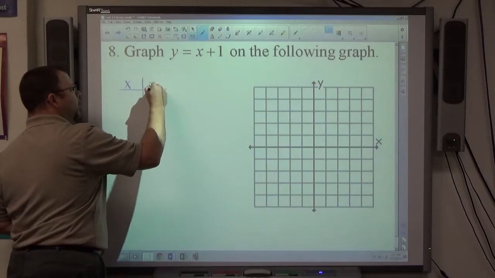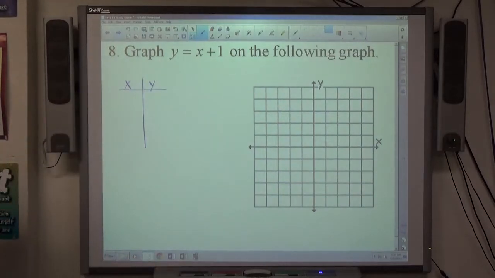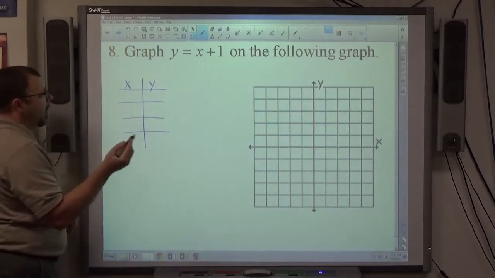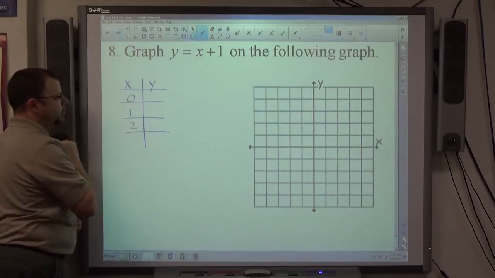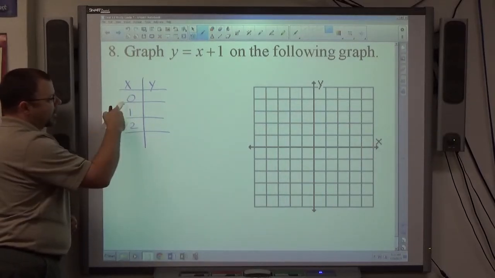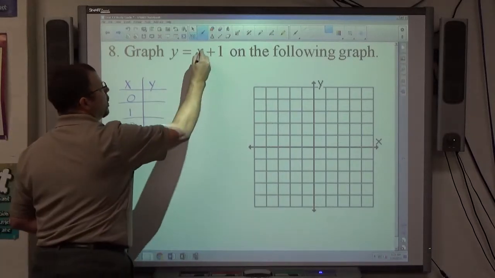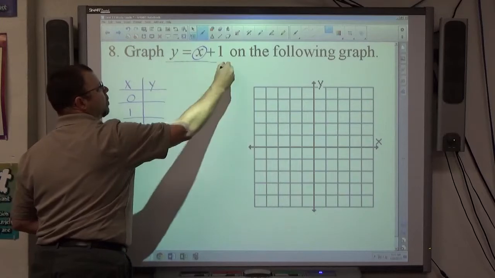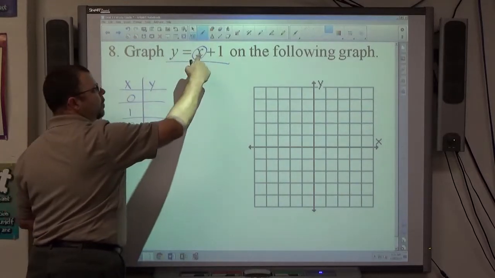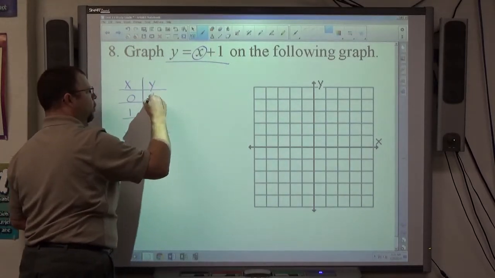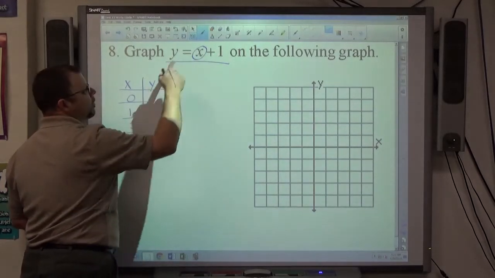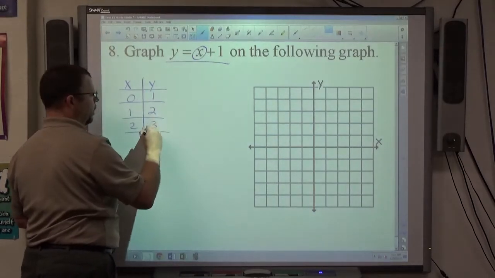The technique for graphing we're using right now is simply an XY chart. You get to pick any x you want, and you solve for y. I'm going to pick 0, 1, 2. And x equals 0, 1, 2 just means that we're changing this value to 0, 1, and 2, and we're finding that value based on this equation. So if x is 0, 0 plus 1 is 1, so y equals 1. X is 1, 1 plus 1 is 2, so y equals 2. X is 2, 2 plus 1 is 3, so y equals 3.